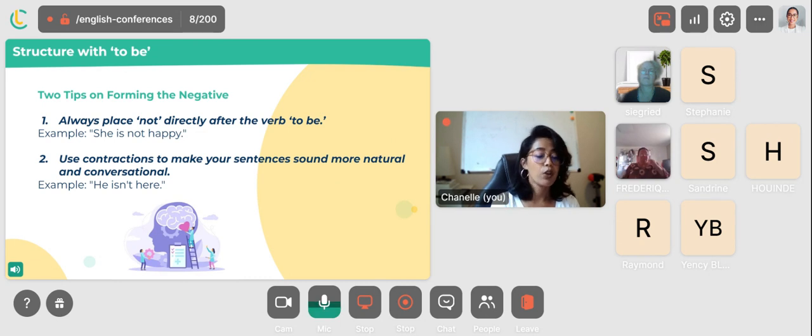2 tips on forming the negative. Always place not directly after the verb to be. For example, she is not happy. Use contractions to make your sentences sound more natural and conversational. He isn't here.